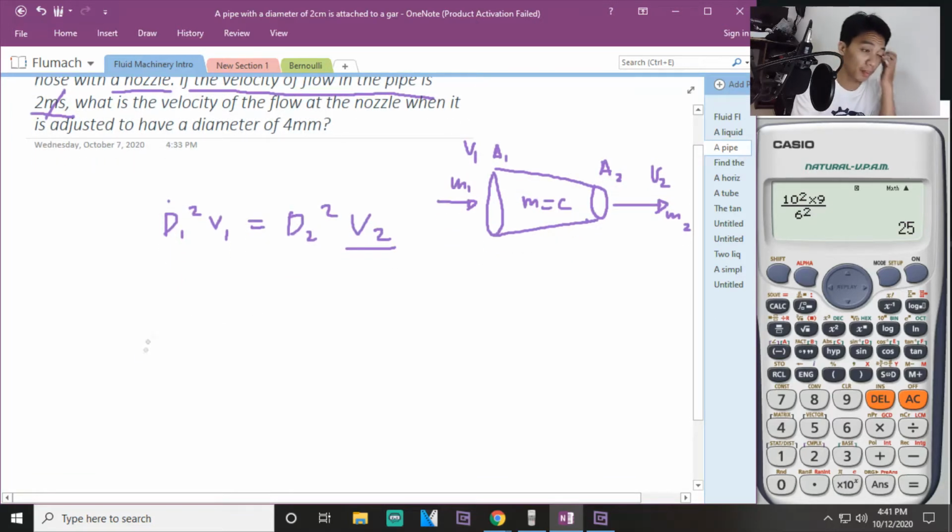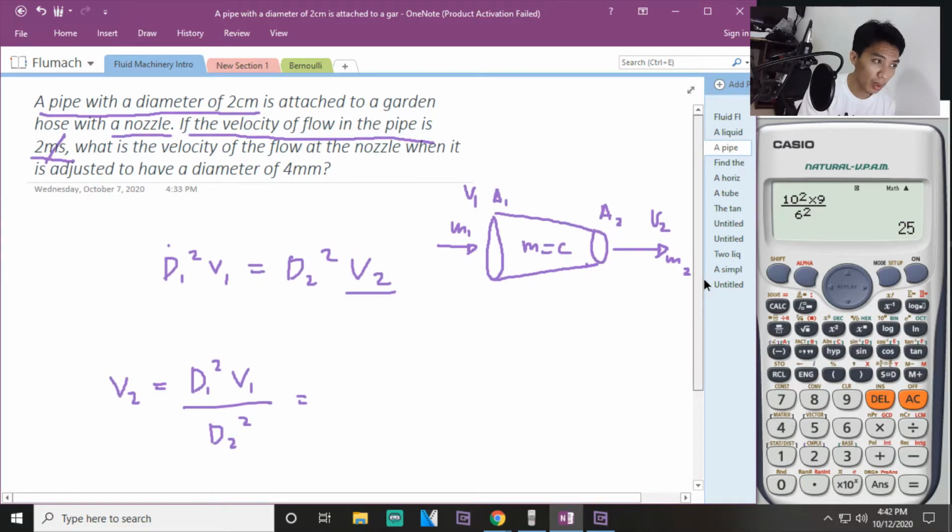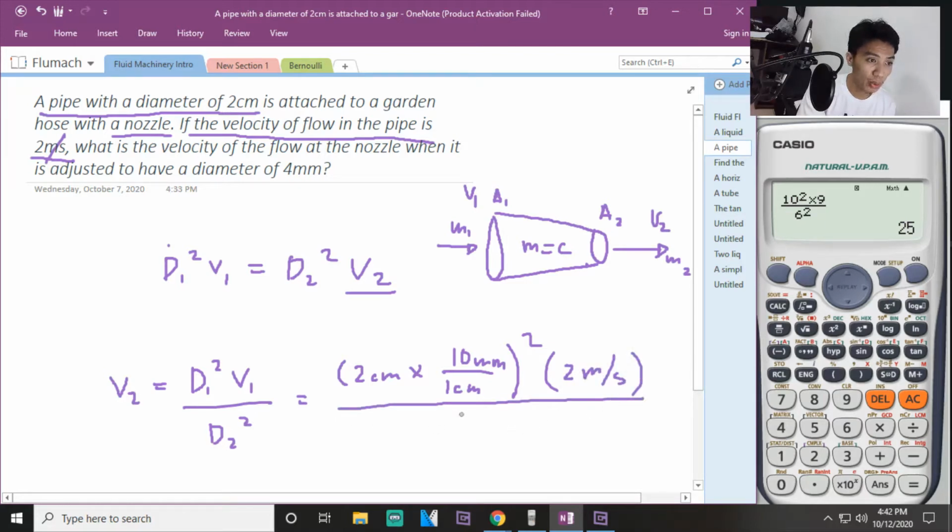Now, hanapin ulit natin si V2. V2 will be equal to D1 squared V1 divided by D2 squared. Okay, so D1 is in cm. So, gawin natin millimeter na lang. Ilang millimeter yon? So, 2 cm multiplied by 10 mm per cm. Squared natin. So, V1 is 2 meters per second. Divided by D2 which is 4 mm.